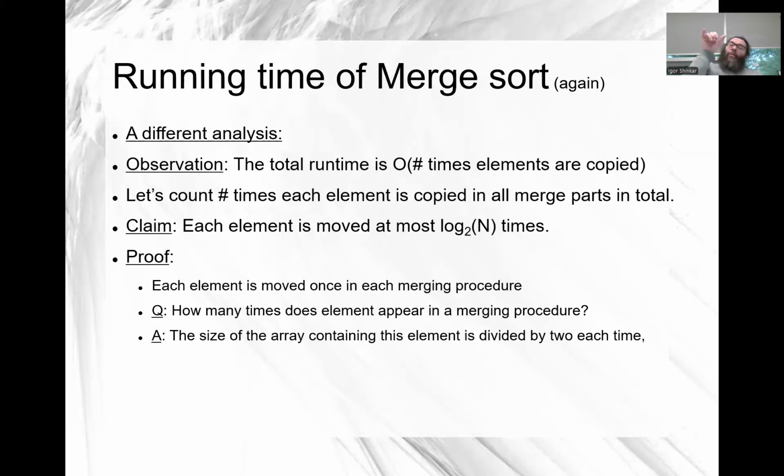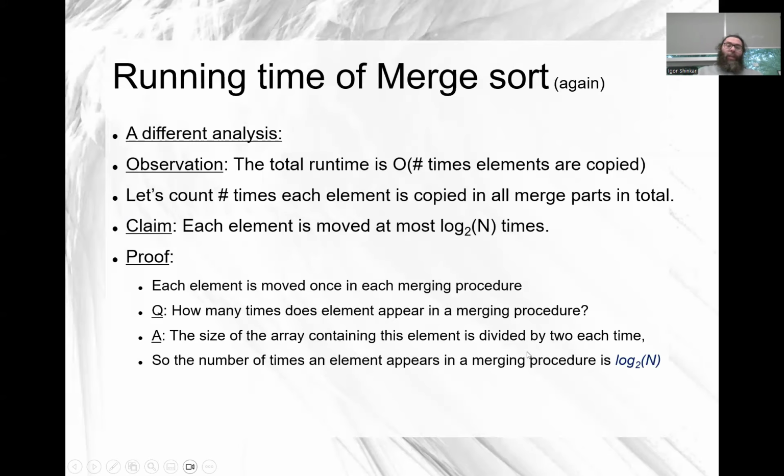So then it appears in the merging procedure of half the size, and then in the merging procedure of quarter the size. So the size of the array containing the element is divided by 2 each time, and we start with length n, and this element appears in the array of length n, and then in a subarray of length n over 2, I don't know which side, but in one of the sides of length n over 2, and then maybe in the smaller part, so it will be n over 4, and then n over 8, and so on.